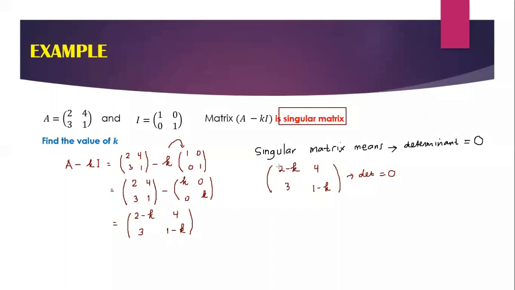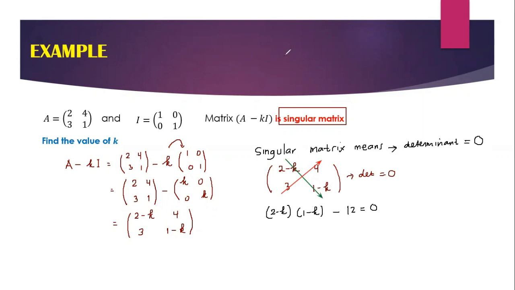Okay, what's the determinant? We are going to review again about the determinant here. Diagonal minus diagonal, we call that the determinant of the matrix, right? So the first diagonal, the green arrow, is 2 minus k times 1 minus k, minus the red arrow, 3 times 4 is 12, equals 0. Is it clear to you?